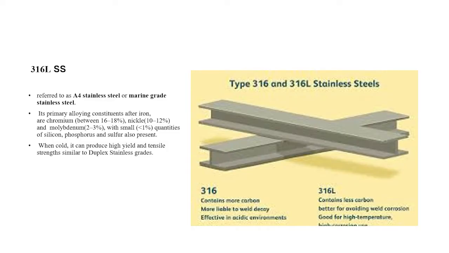For the Petronas Twin Tower, we use materials such as 316L stainless steel, referred to as E4 stainless steel, emery grade stainless steel. Its primary alloying constituents are iron, chromium, nickel, and molybdenum, with small quantities of silicon, phosphorus, and sulfur also present. When cold worked, it can produce high yield and tensile strength similar to duplex stainless steel strips.